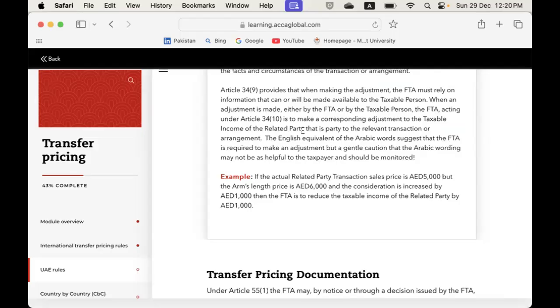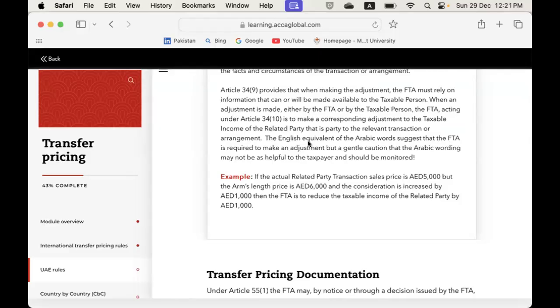Because naturally it's a transaction between related parties. So not one but two companies are involved. So if FTA and revenue authorities of the world are fair in this regard, if you are asking one company, for example, to increase their profit, then naturally the other side of the transaction is going to affect the other party. If one company's profit goes up, the other company's profit will go down. So that's the concept of corresponding adjustment.